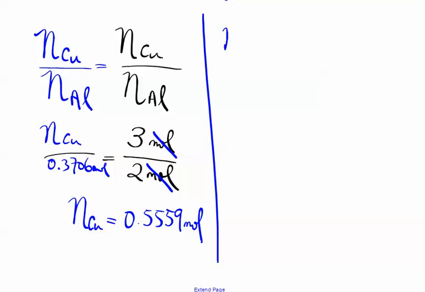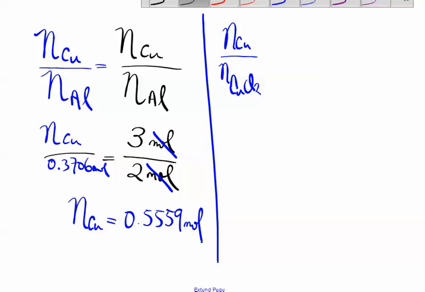Okay. Now, if we were trying to find copper based on our copper 2 chloride going into the system, let's find out what would happen there.